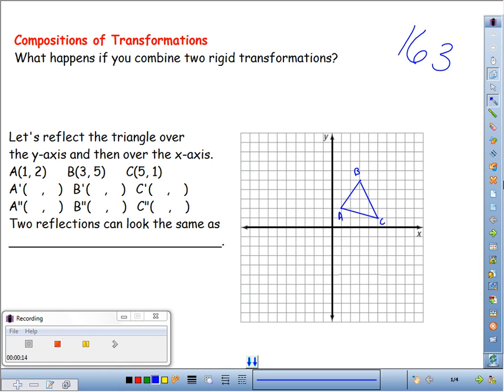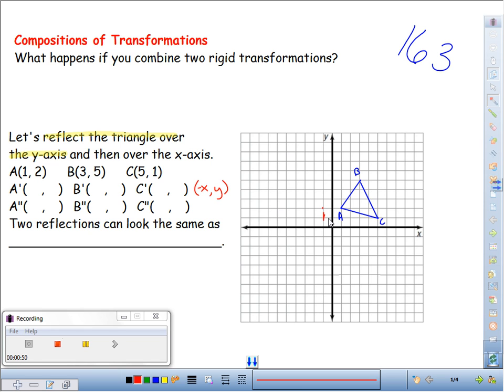As you can see here, I already have my first figure plotted at A of 1, 2, B of 3, 5, and C of 5, 1. So the first thing it asks me to do is reflect the triangle over the y-axis. We should know by now that in our coordinate notation, if I'm reflecting over the y-axis, that's going to affect my x-coordinate. So it looks like x, y, and then the x is going to become opposite. So it needs to be the same distance away on this y-axis line.